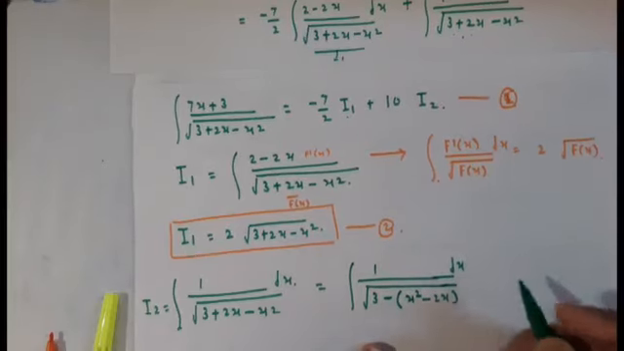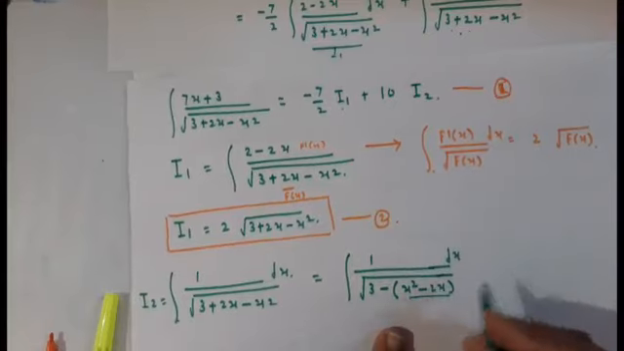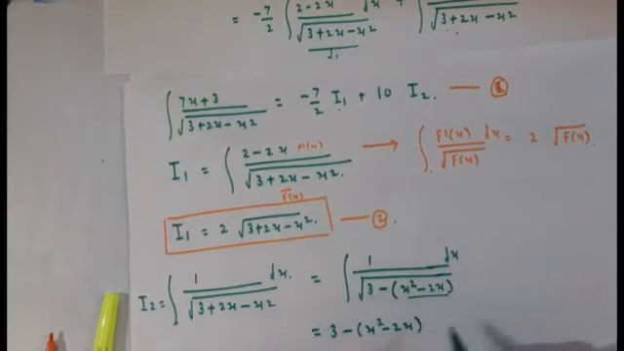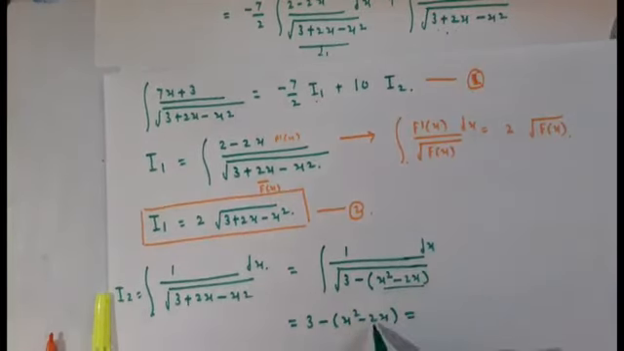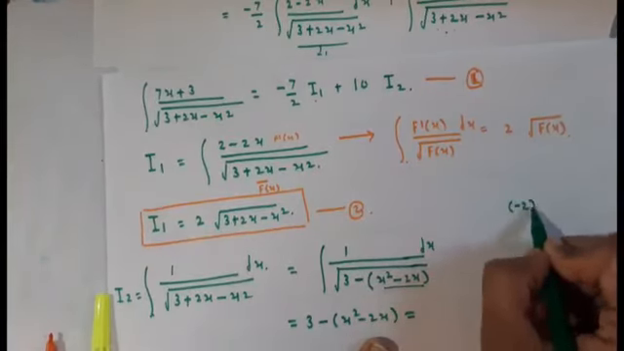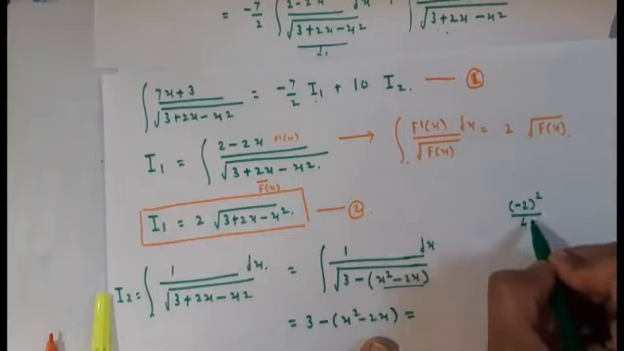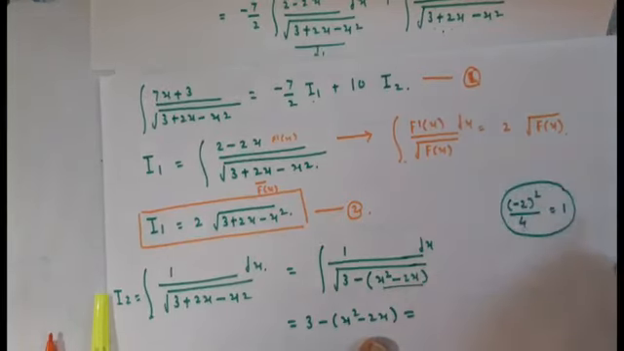Now adjust the terms for completing the square. We have 3 minus x square minus 2x. First we will adjust the term, then we will write in the integral. Here my b by a is minus 2. Therefore minus 2 whole square divided by 4, that is b by a whole square divided by 4, equal to 1. This is the formula for adjustment for completing the square.